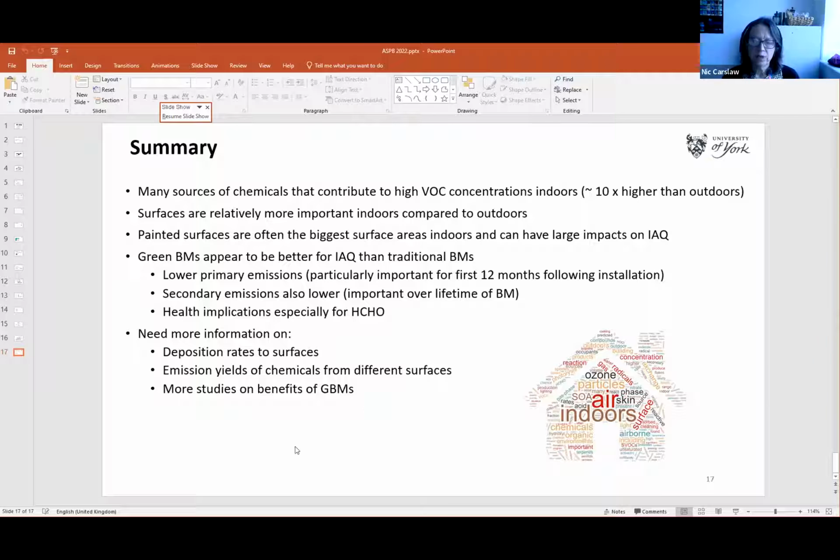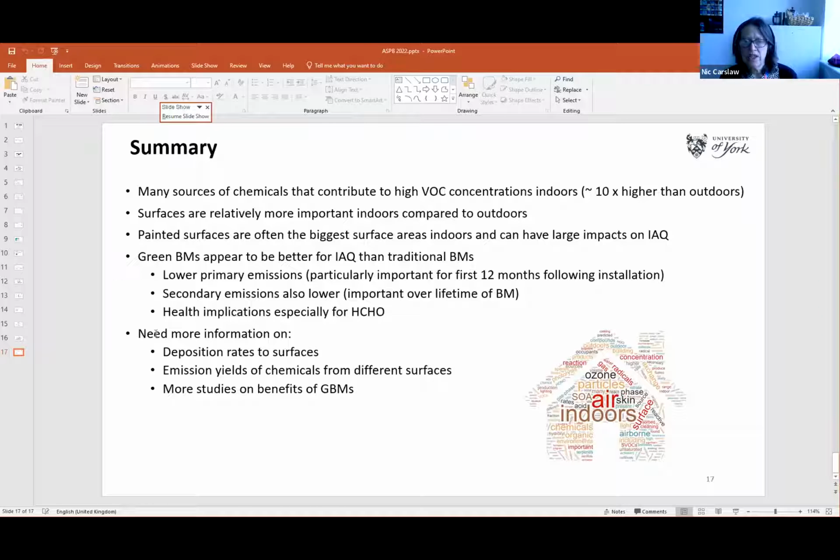So the green building materials are better for indoor air quality than traditional ones, which is good. Also, that's in terms of both the primary emissions, which tend to be lower. I didn't show that, but they do tend to be lower, but also those secondary emissions, which I did show you. There are health implications for some of this because these aldehydes aren't particularly good for your health.